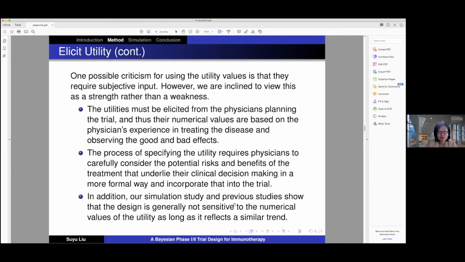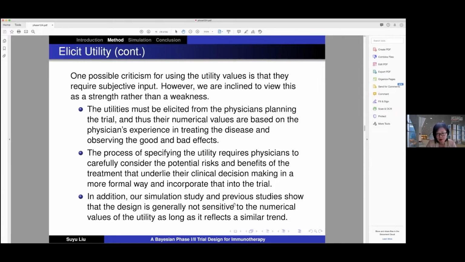One possible criticism of using these utility values is that they require subjective input. However, we are inclined to view this as a strength rather than a weakness. First, the utilities must be elicited from the physicians planning the trial. Thus, their numerical values are based on the clinicians' experience in treating the disease and observing the good and bad effects of the treatment. Secondly, the process of specifying the utility requires physicians to carefully consider the potential risks and benefits of the treatment that underlie their clinical decision-making in a more formal way, and incorporate that in the trial planning.